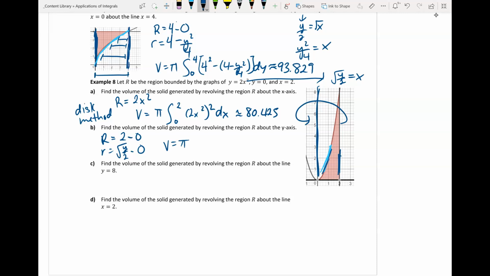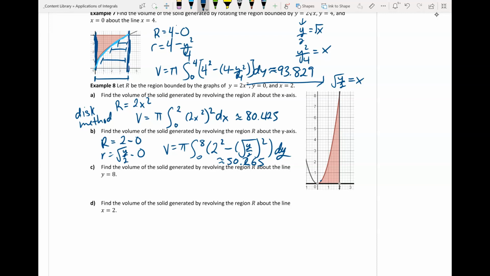Then our formula is pi. We have to look at the smallest y value to the highest y value. Our smallest y value is 0, our highest is 8. It'll be big R squared minus the small r squared dy, which is about 50.265.